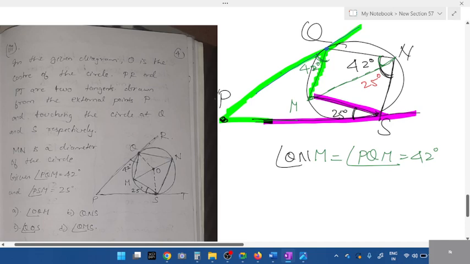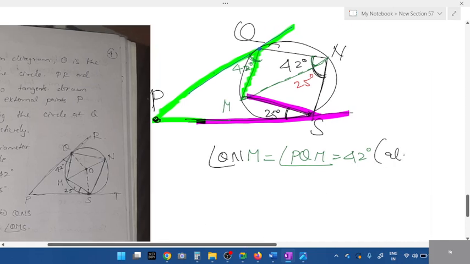So this is P value, 42 degrees, right? Alternate segment theorem. Next, tell me the next angle, students. Which is the next triangle? Be quick. SNM is equal to which one?